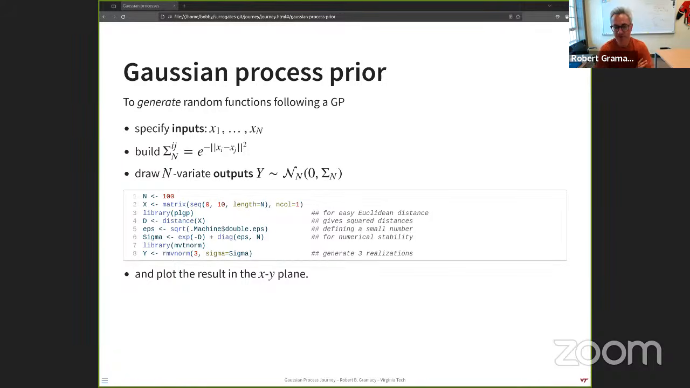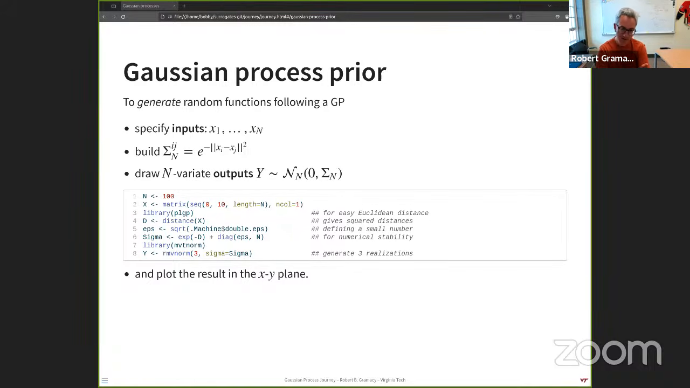So the code that's in the middle of the slide is my implementation in R of that three-step algorithm. It takes a little more than 3 lines of code to get it to go, but basically I've made a grid of size 100 in the input x space. I've calculated pairwise distances with a distance function, and I've exponentiated them, and then I put that matrix sigma into the rmvnorm command that gives me multivariate normal random draws, and in fact I've asked for 3 of them in my code.